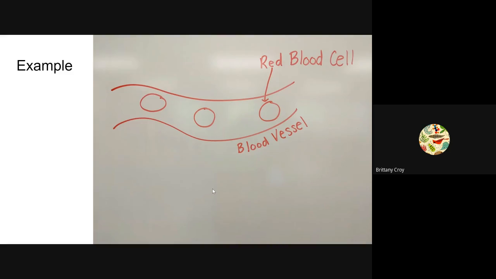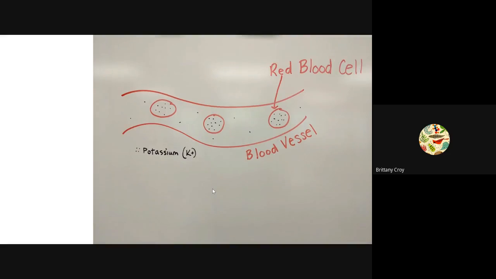Here's another example. That is my drawing of a blood vessel, like an artery or vein, and those are little red blood cells floating in the plasma, the liquid part of your blood. And this time I've added some potassium to represent the little dots in there. And notice there's a higher concentration inside of your red blood cells. So again, pause the video, take a minute to write down what's going to happen.